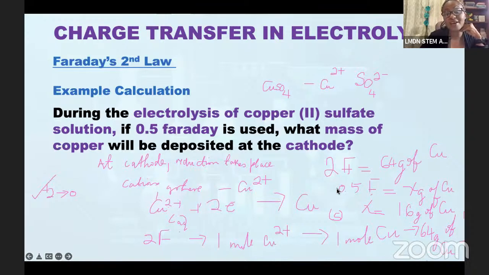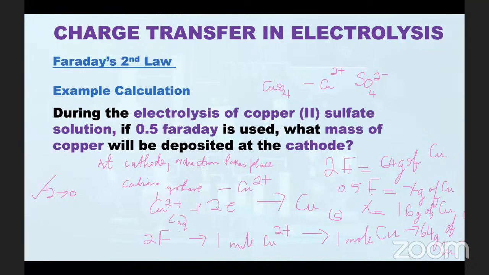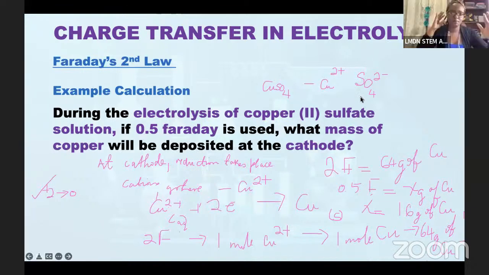And because we only have 0.5, we have to find how much mass we're going to get from 0.5. So if 2 gives us 64, then 0.5, which is a quarter of 2, is going to get us a quarter of the mass that the 2 gave us. So a quarter of 64 is then 16. So does this make sense now?